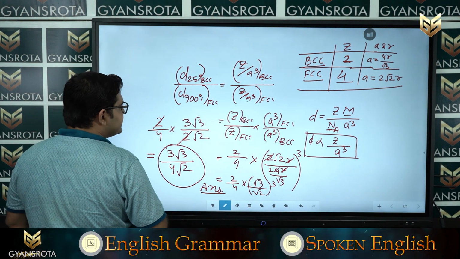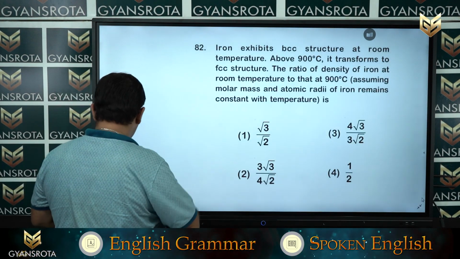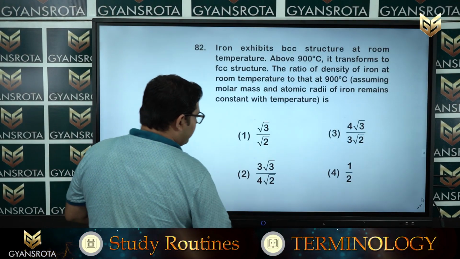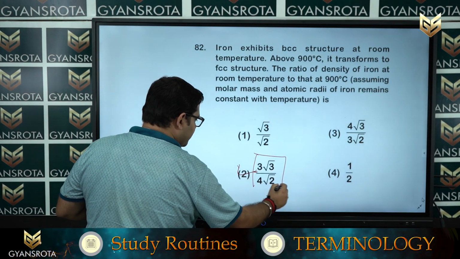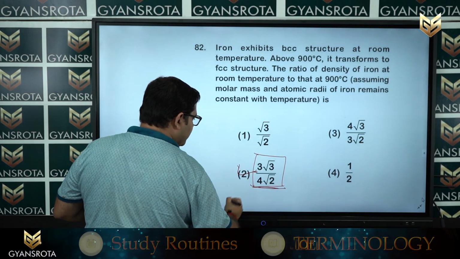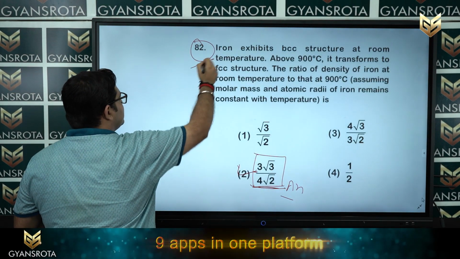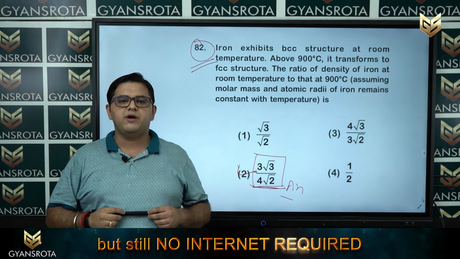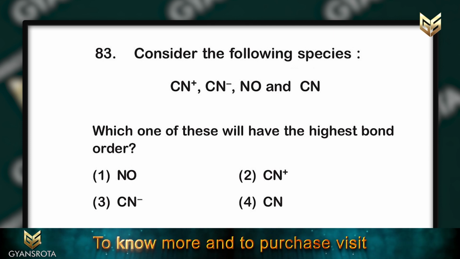Okay. So now see the options whatever they are given. Among the 4 options 1, 3, 2 and 4, option number 2, that is 3 root 3 by 4 root 2, is the correct answer of your question number 82. So now we are moving to the next question, that is question number 83. Question number 83 is on your screen.